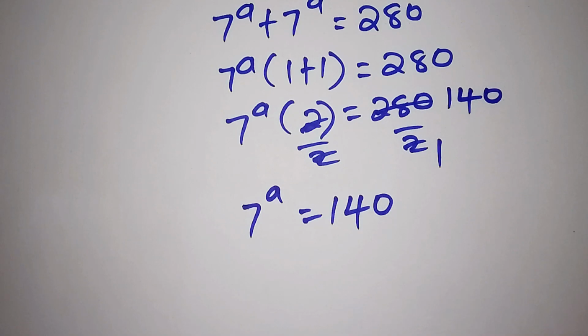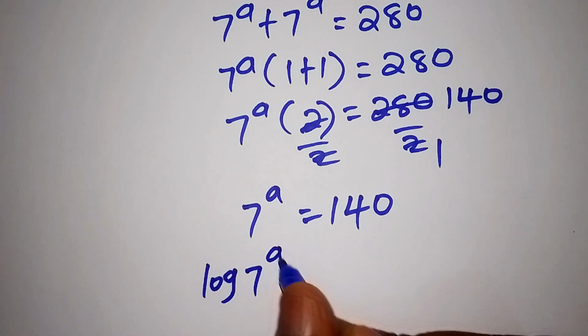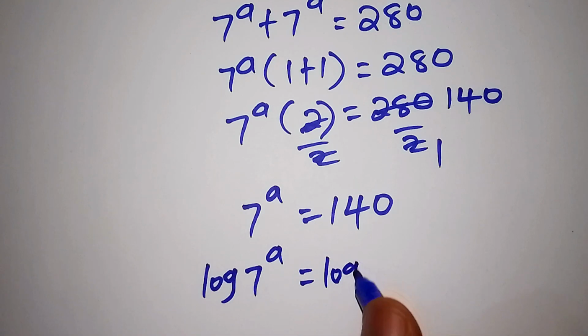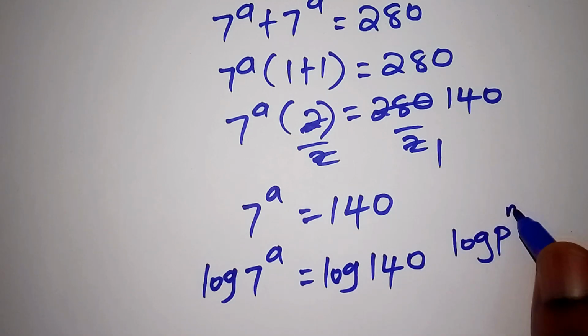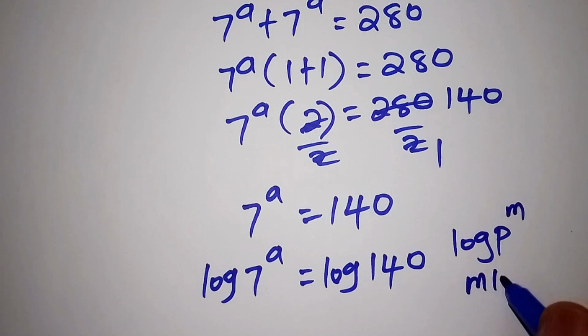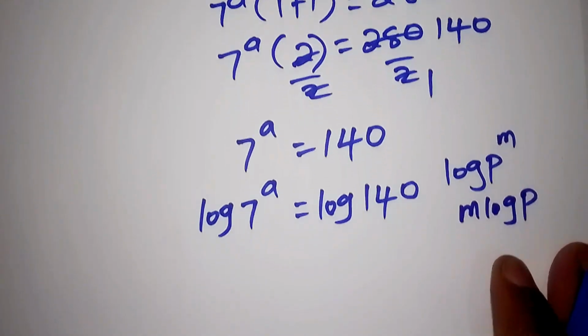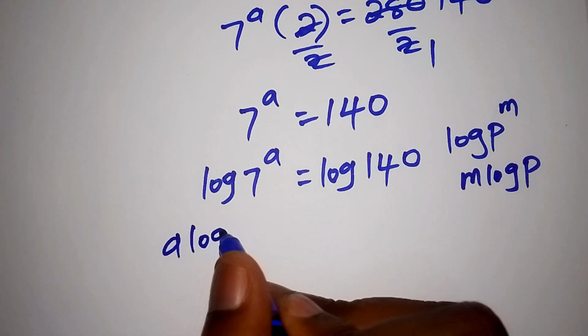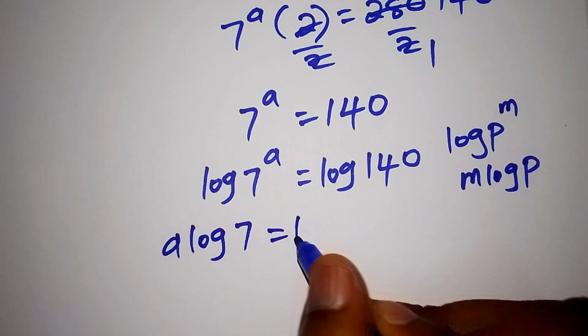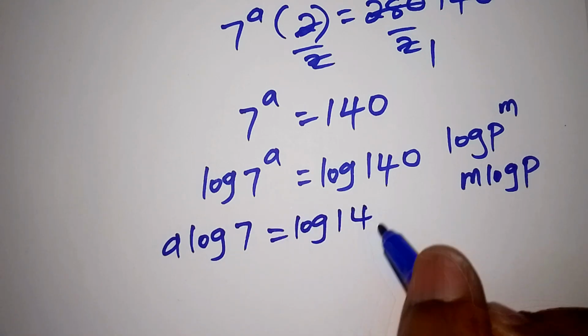So now introduce the log on both sides. So we shall now have the log of 7 to the power of a is equal to the log of 140. Assuming that we have the log of p to the power of m, this can be written as m log p. So here we shall have a log 7. So we can write a times the log of 7 is equal to the log of 140.